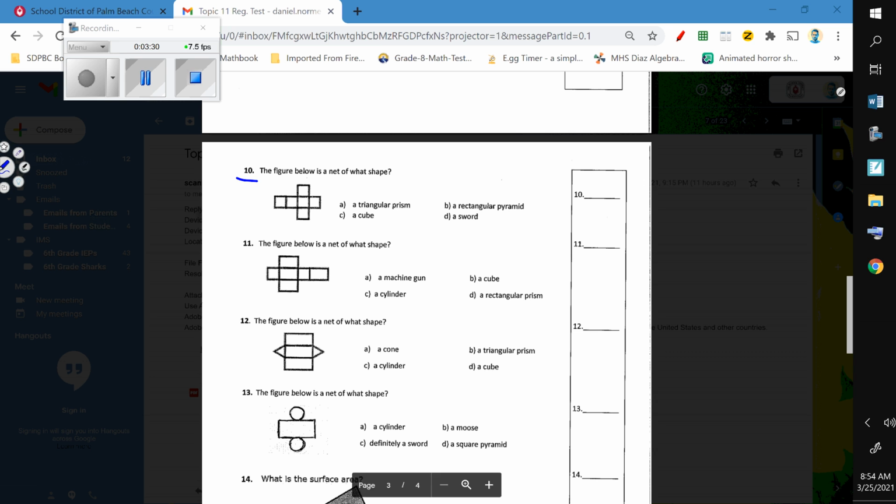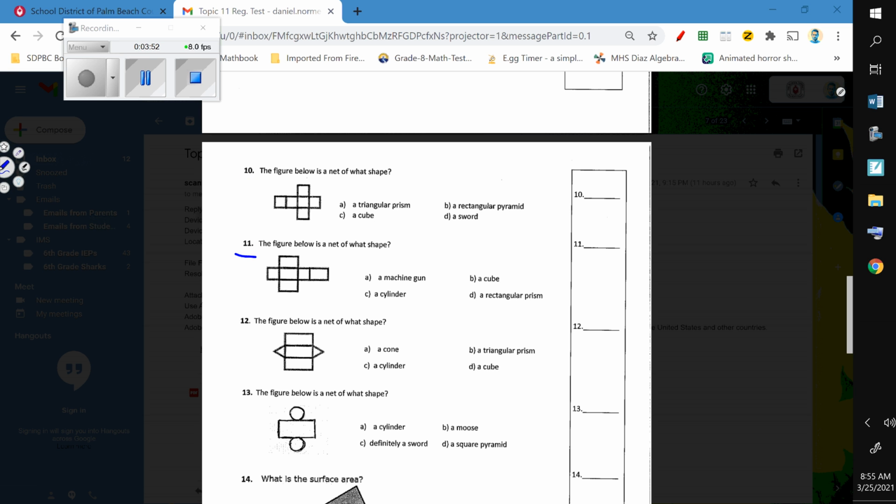Number 10. Now, number 10 through 13, the question is the same. The figure below is a net of what shape? A, a triangular prism. B, a rectangular pyramid. C, a cube. D, a sword.